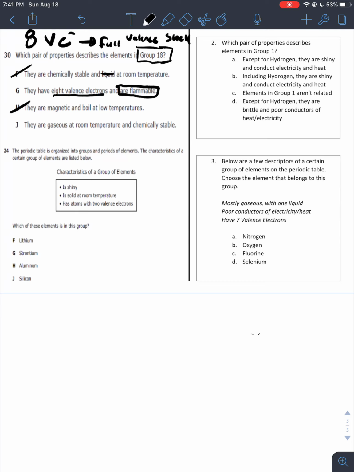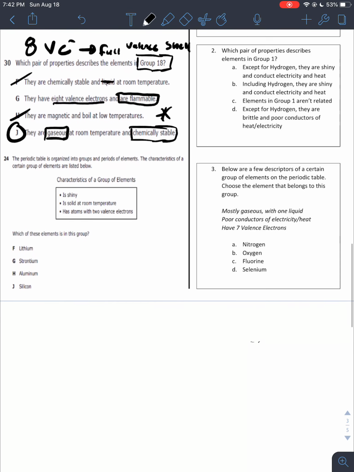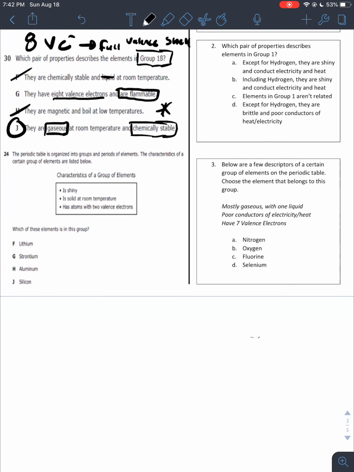It's not H. J, they are gaseous, which means they are a gas. That's good. We know that's true. At room temperature and chemically stable. So in deciding between G and J, the only difference is that one is saying they're flammable or they can explode really easily, and one is saying they're stable. Because they have that full valence shell, J is the correct answer. Please circle J. You're going to get your own opportunity to answer a little easier version of this question.